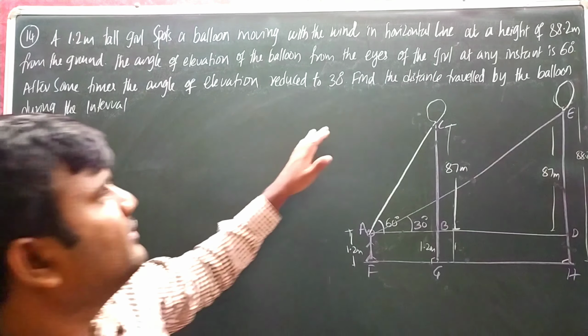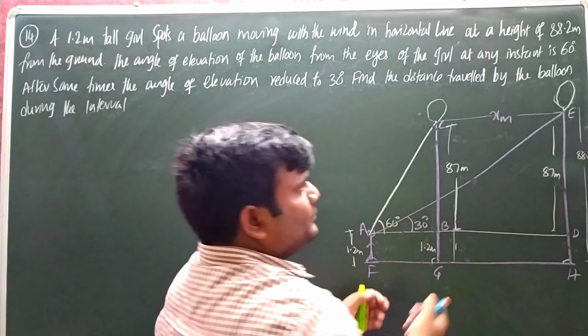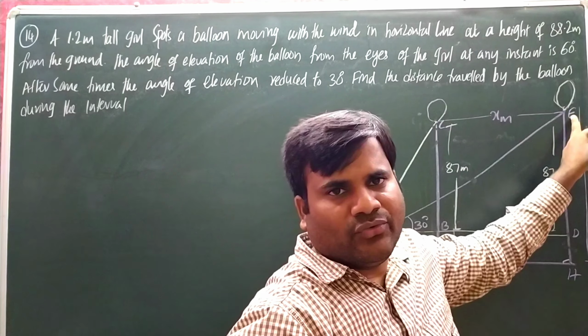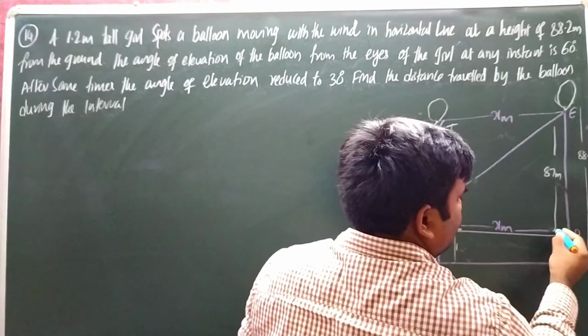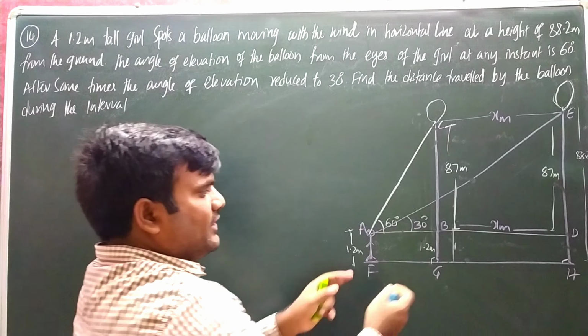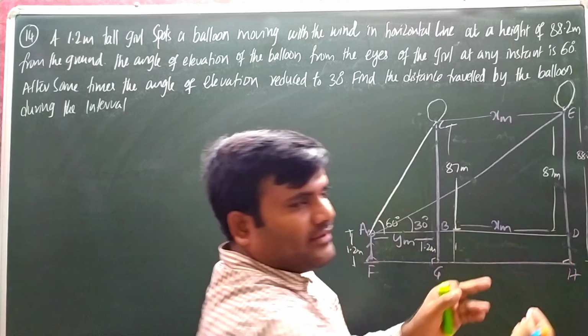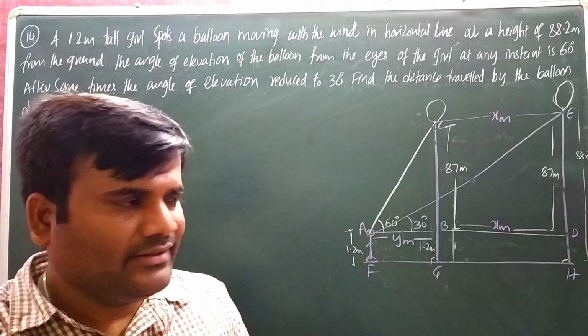Finally they are asking for the distance traveled. Find the distance traveled by the balloon during the interval. So we need to find the distance between these two. This one we don't know, so I'm taking it as x meters. This length is x meters, and the length of BD equals x meters. Let the length of AB equal y meters. AB length I am taking as y, the length of BD is x, and we need to find the value of x.